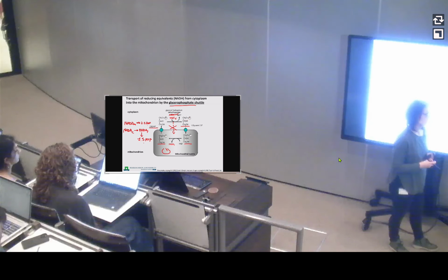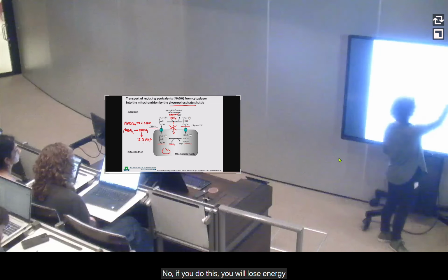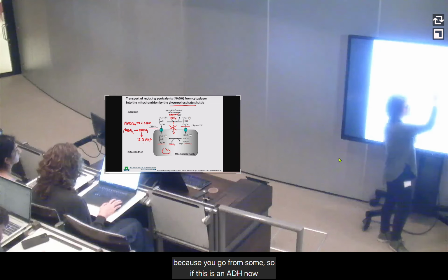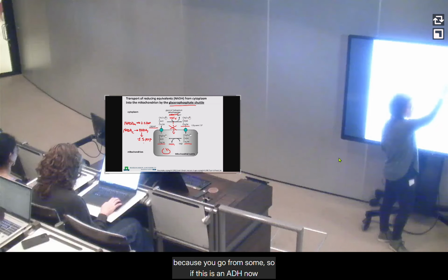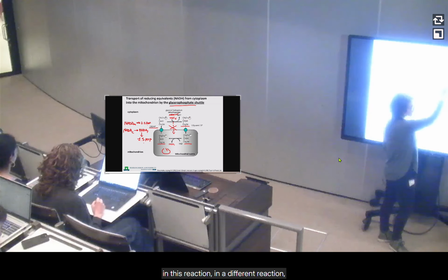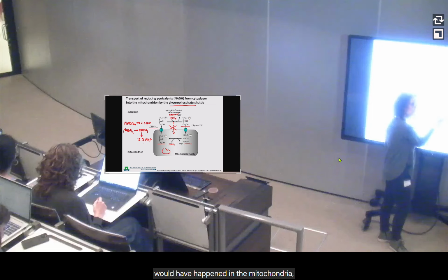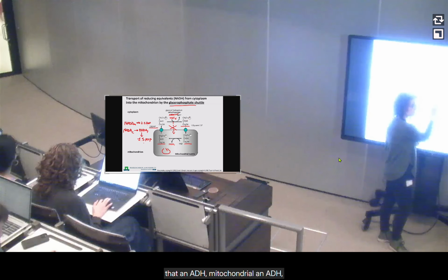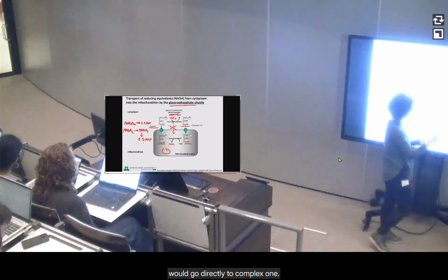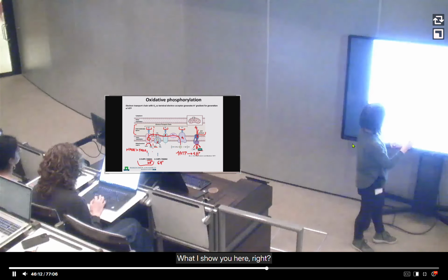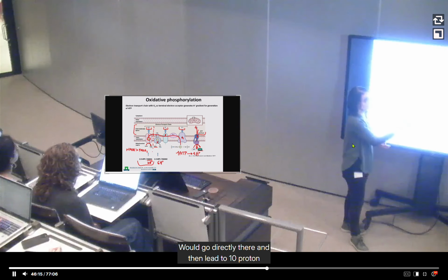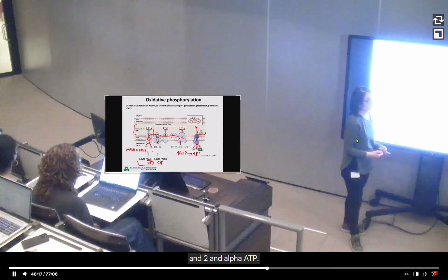Because it's only lost if you put the NADH in the mitochondria. Because there you need a transport for it. No, if you do this, you will lose energy. So if this NADH, in a different reaction, would have happened in the mitochondria, that mitochondrial NADH would go directly to complex 1, what I show you here, right? Would go directly there and then lead to 10 protons and 2.5 ATP.